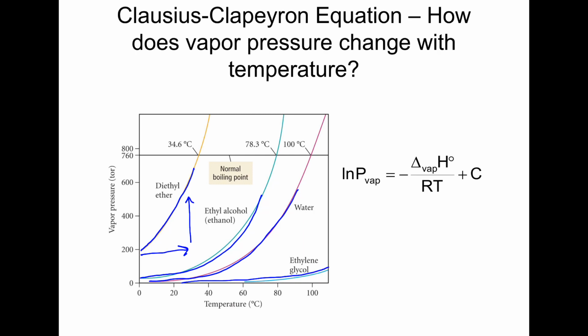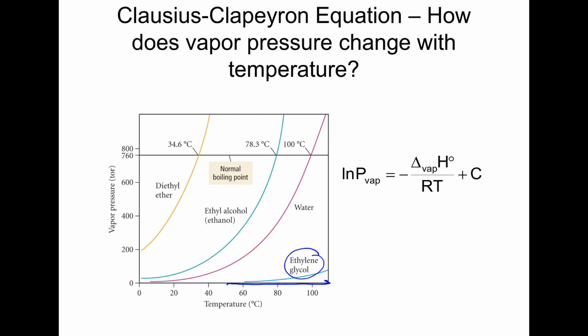What this graph tells us is that ethylene glycol is the least affected by temperature. Even if we increase the temperature quite a bit, the vapor pressure goes up, but not as drastically as diethyl ether. So ethylene glycol is less affected by temperature. That means that ethylene glycol must have strong intermolecular forces, and diethyl ether has weak intermolecular forces.